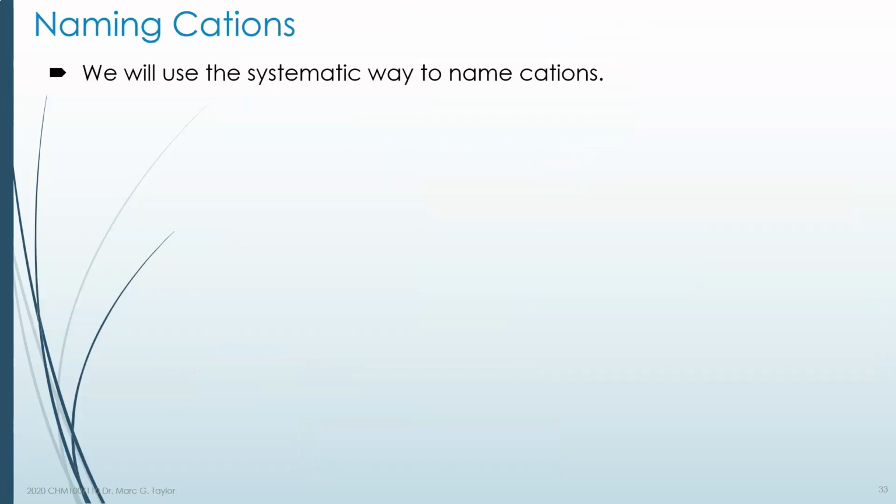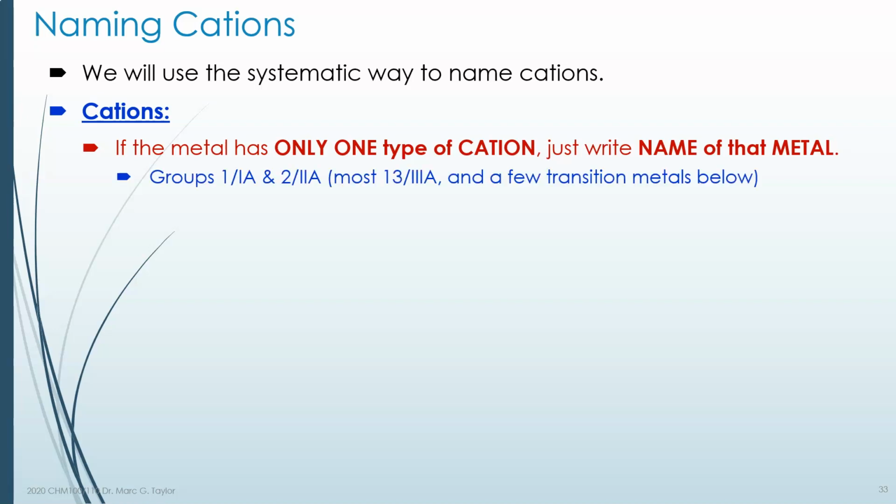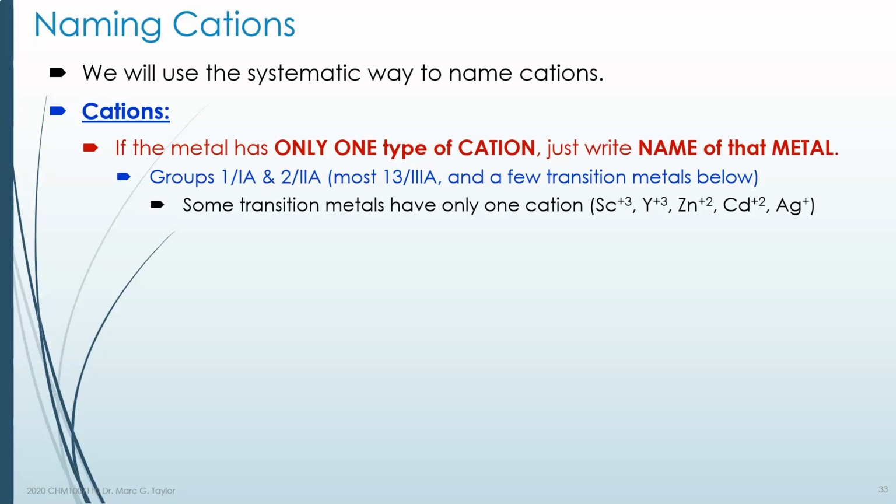So, let's talk about how to name cations in ionic compounds. There's a systematic way of doing it, and it's actually very easy. If the metal only has one type of cation, it's just the name of the metal. This is true for group 1/1A, group 2, which is also called 2A, group 13, which was known as 3A, and a handful of transition metals. Some transition metals have only one type of cation.